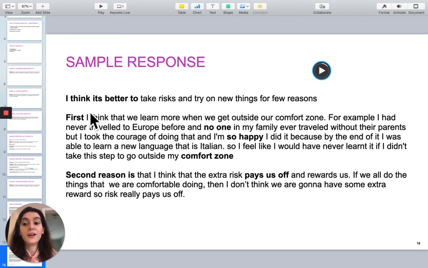First, so very clearly, I use my template, I tell them exactly, and I tell them for a few reasons so that they know exactly what's coming up next, because the clarity in your response is really important.